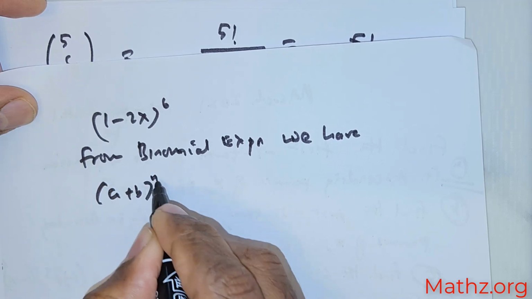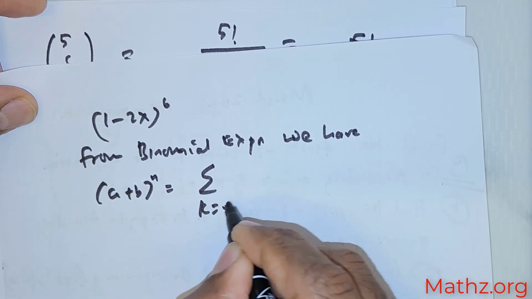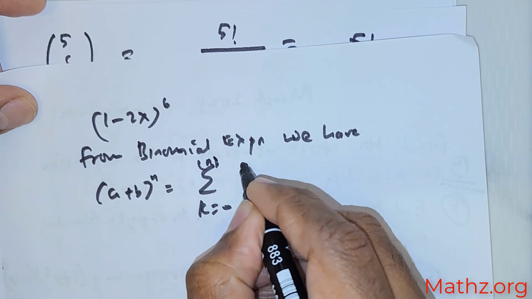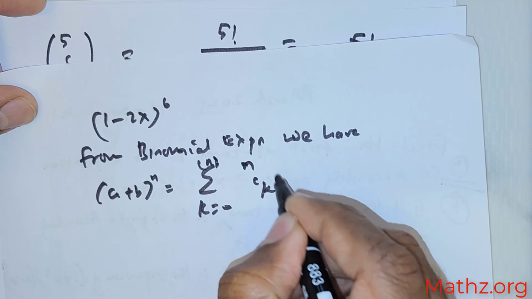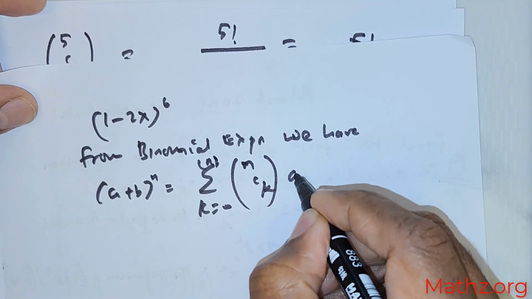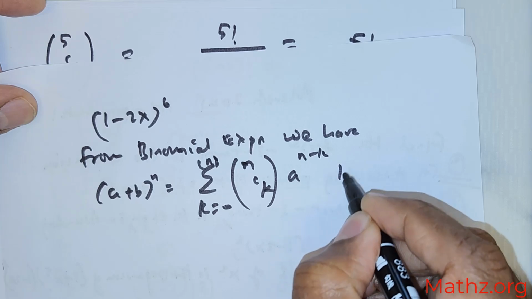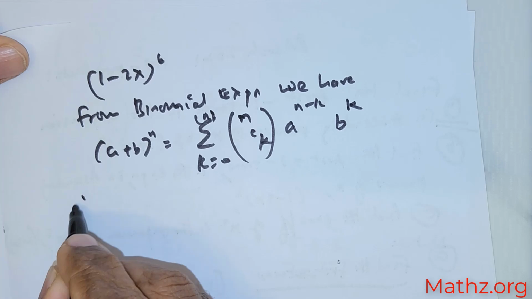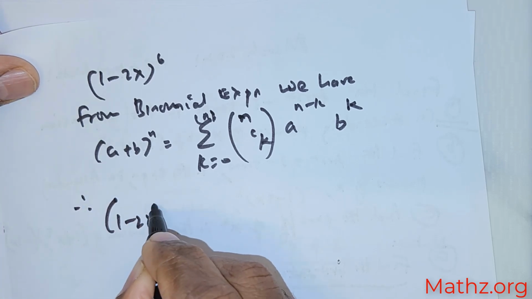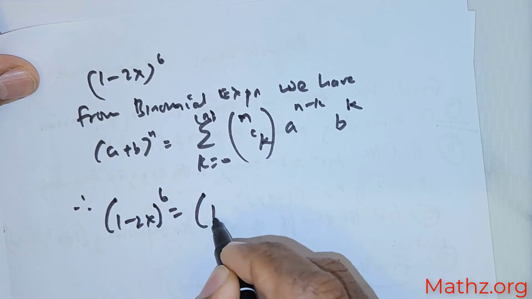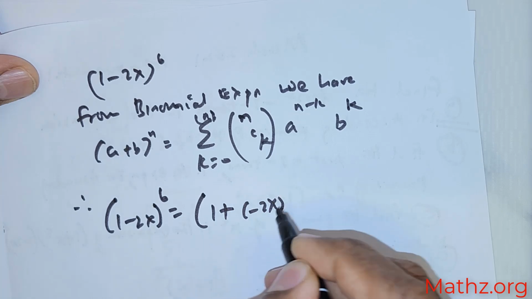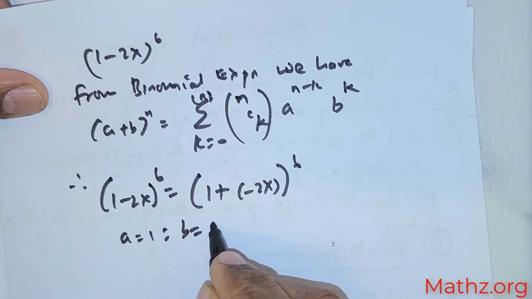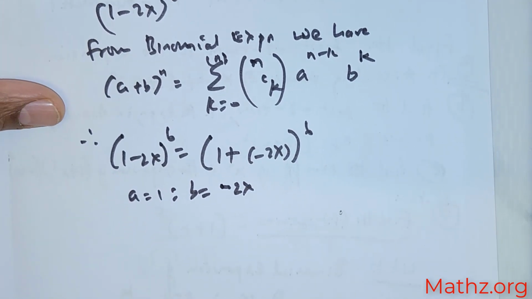(a + b) raised to the power of n is sigma k equal to 0 to n, nCk times a raised to the power of n minus k times b raised to the power of k. So therefore (1 - 2x) raised to the power of 6, I'm going to rewrite this as 1 + (-2x) raised to the power of 6. So a is equal to 1 and b is equal to -2x.